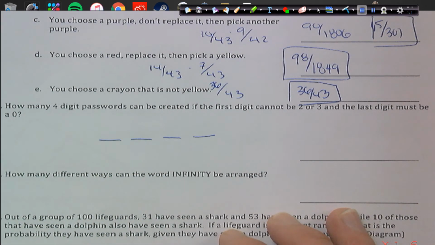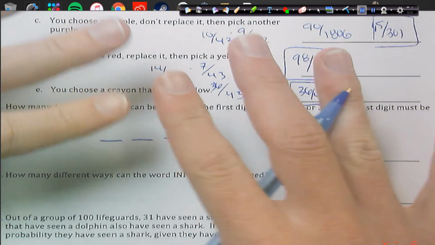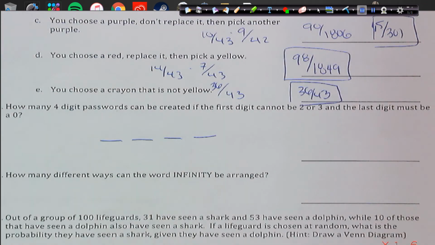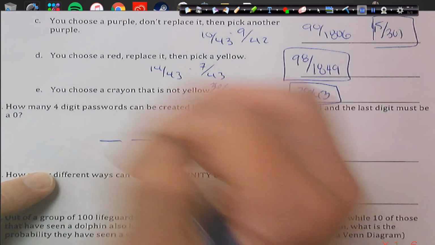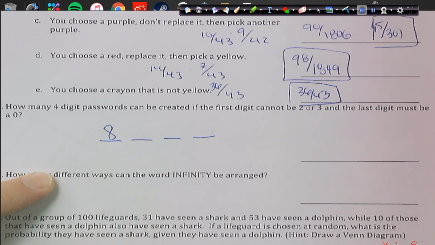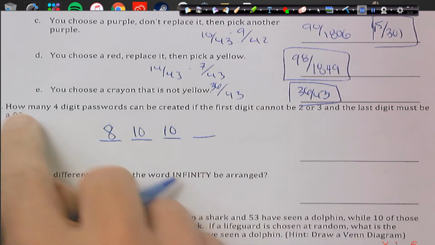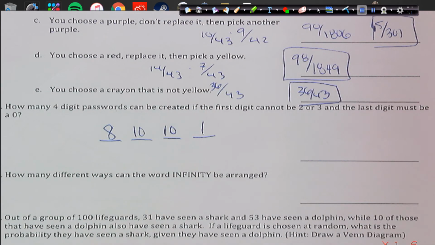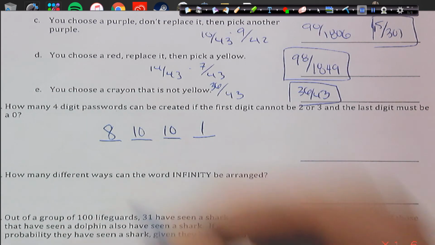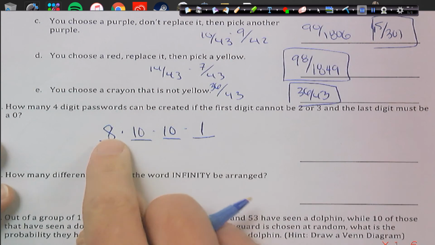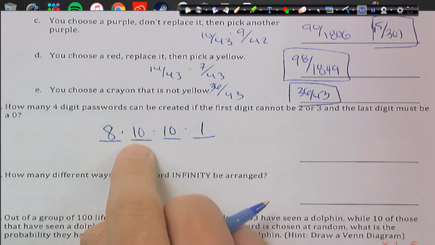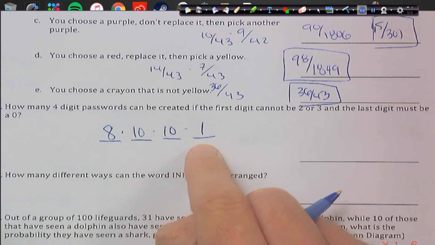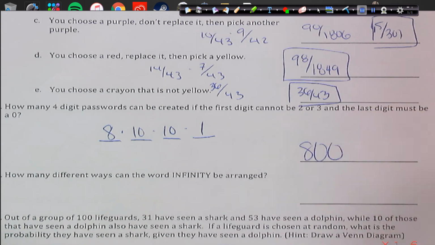So we have normally 10 digits, 0 through 9. So the first digit can't have 2 or 3, so that leaves me with only 8 options. Then 10, and then 0 has to be at the end, so I don't have any options. I have to choose it. Okay, so boom, boom, boom. So that means I can choose 0, 1, and then 4, 5, 6, 7, 8, 9, which is 8 options. I can use 0 through 9, 0 through 9, and then here I have to use 0. So I have 800 different ways.